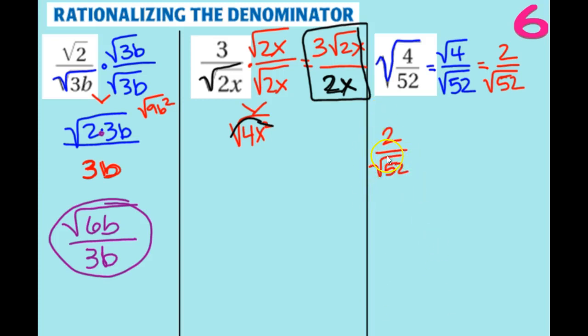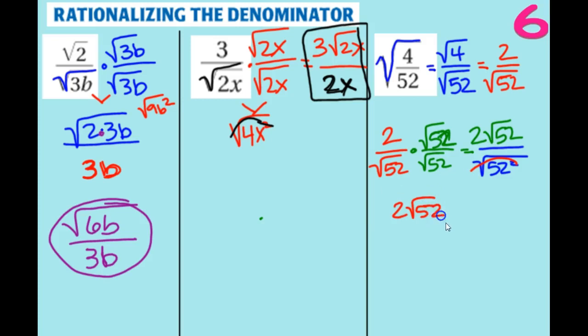And now to get rid of that square root of 52, we can multiply by 1, in the form of square root of 52 over square root of 52. So we have 2 square root of 52 over 52 times 52, or this is the same as the square root of 52 2 times. Well, what really happens here is the 52s cancel out, and we have 2 square root of 52 over 52.